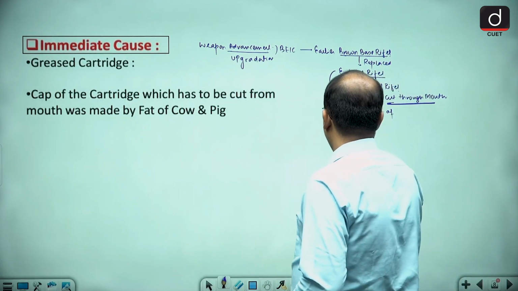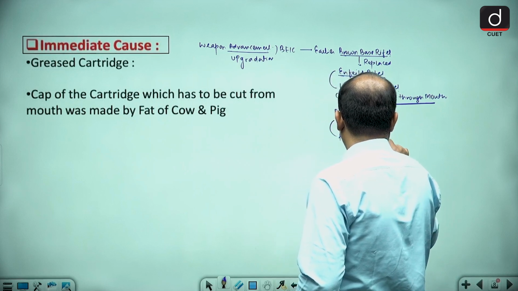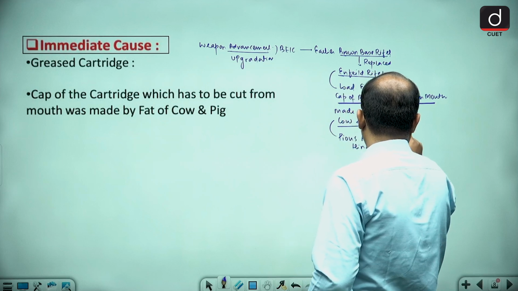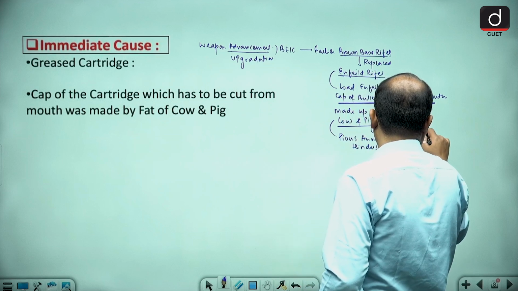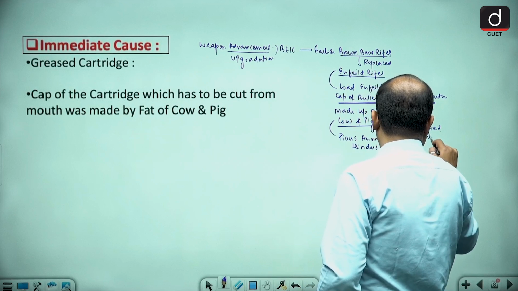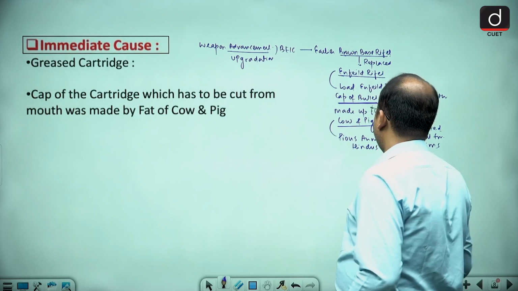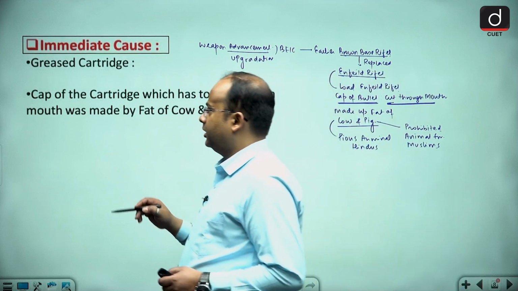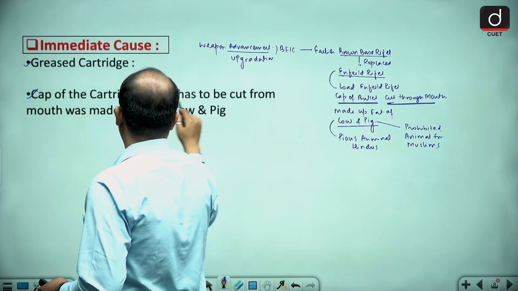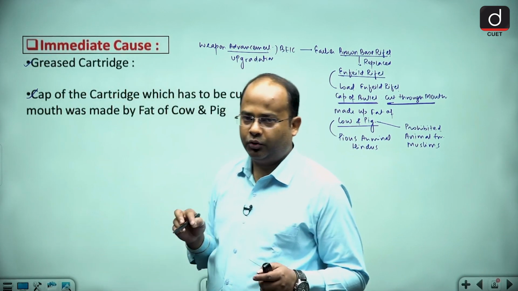So the cow is a pious animal for Hindus, and the pig is a prohibited animal for Muslims. So finally guys, what happened? The Hindu and Muslim soldiers refused to use this weapon, and finally the revolt started.